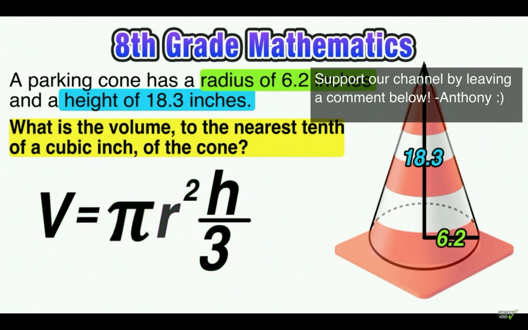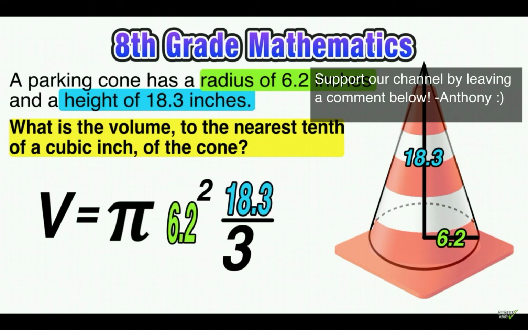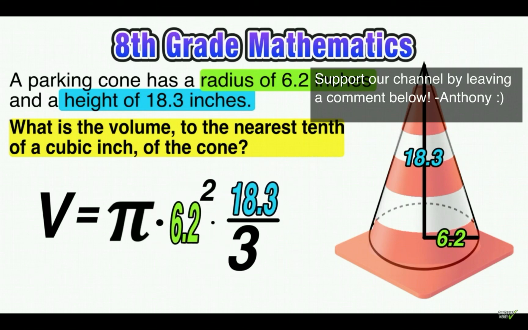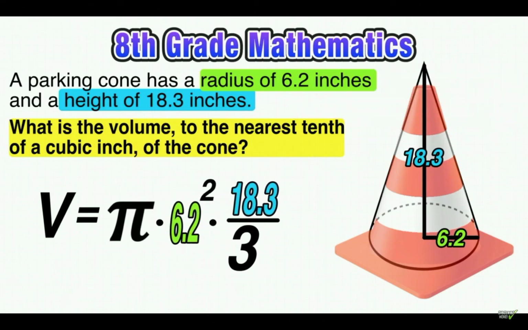And all we have to do now is plug in the information and then we can solve. Now we know that r, the radius, is 6.2. And we know that h, the height, is 18.3. So we can substitute those two values into the formula. Now remember that there's a lot of multiplication going on here in this formula. We have pi times 6.2 squared times 18.3 over 3. So you may want to use parentheses when you substitute these values in. Now from here, we just have to simplify and evaluate.